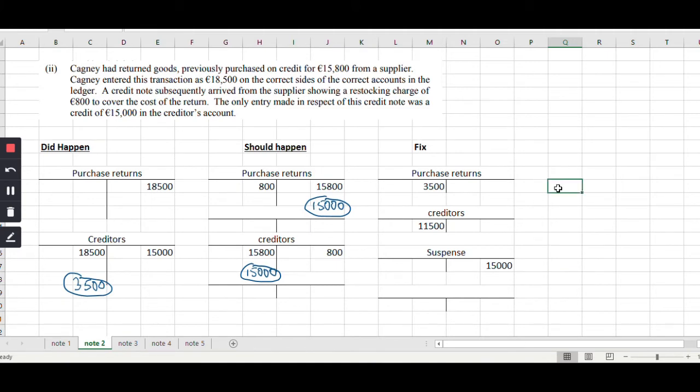Purchase returns is P&L. It's on the debit side, so we take from P and L. Creditors. It's on the debit side of a creditors account, so we take from creditors. And the suspense account, when we get to do that, it will be on the credit side of the suspense account. Same side as it is there. That's note 2.